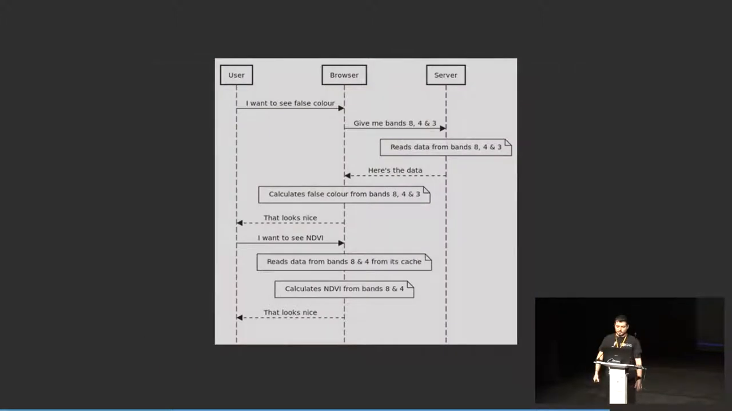So it should look like this. This is how I want things to look as a user who wants to pay as little as possible. I want to see false color, so the browser requests the raw data in bands 8, 4, 3. The browser reads that data and gives me the data, not the image, and then the browser calculates that, okay? Because I already paid for my computer's graphics card. So calculating false color is already included in the cost of my computer or my laptop or my cell phone. I don't have to pay for that because I already paid for it.